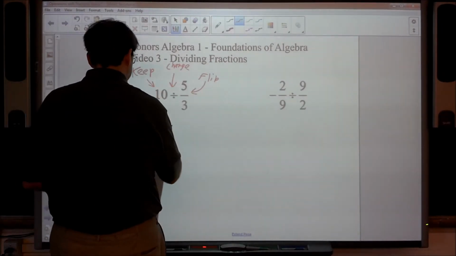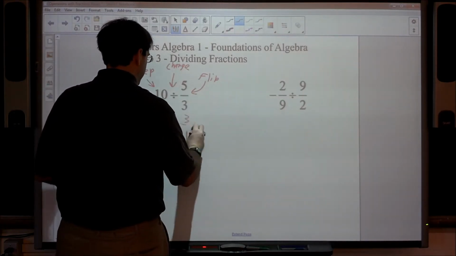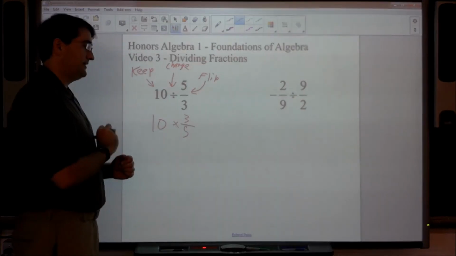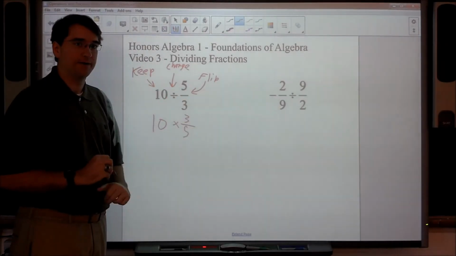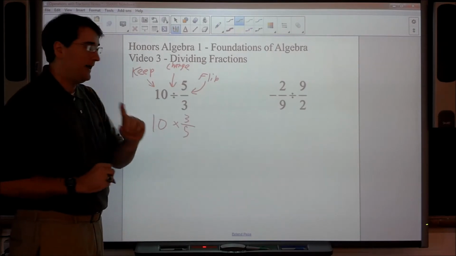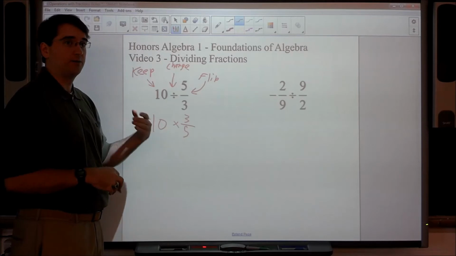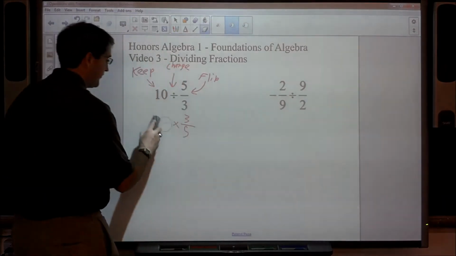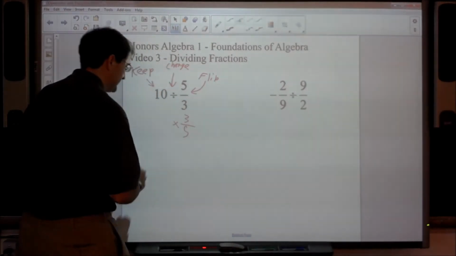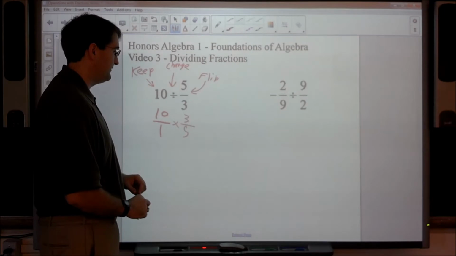So we're going to keep the 10, we're going to change that to times, and I'm going to flip the second fraction to be 3/5. So I now go from 10 divided by 5/3 to 10 times 3/5. Now remember that when we have a whole number, a number that isn't a fraction, we can make it a fraction by writing it over 1. So I'm going to change that 10 to 10 over 1, times 3 over 5.